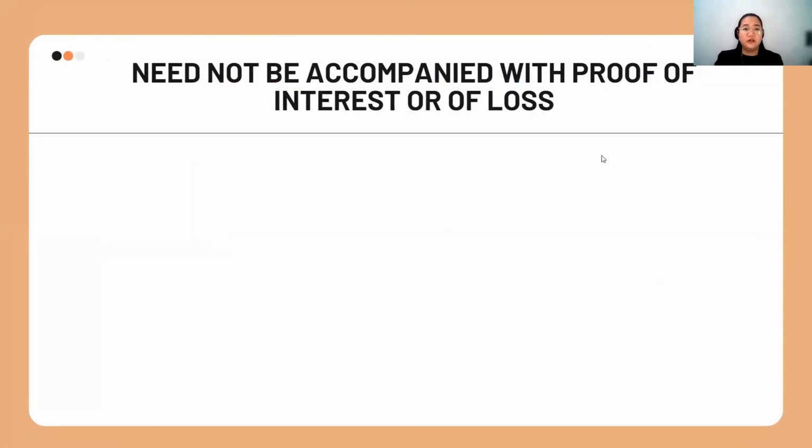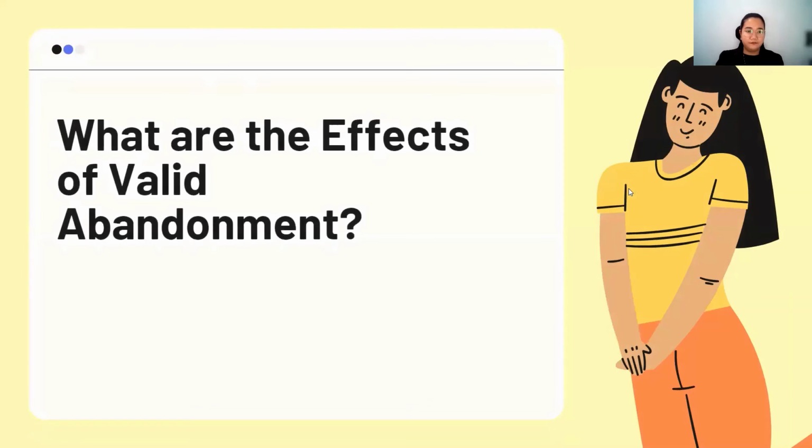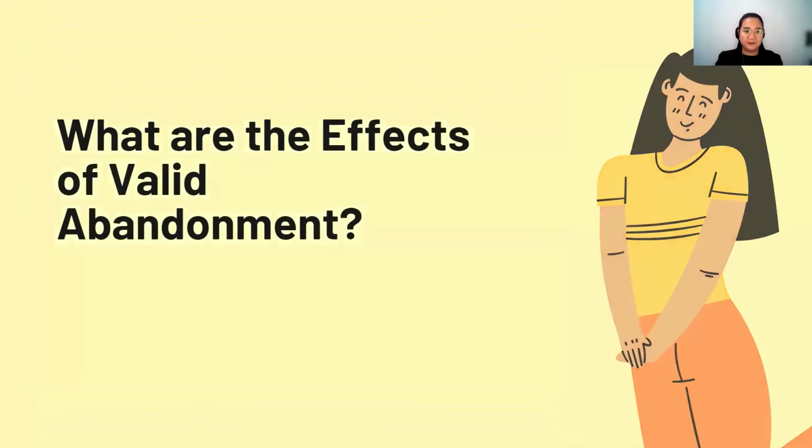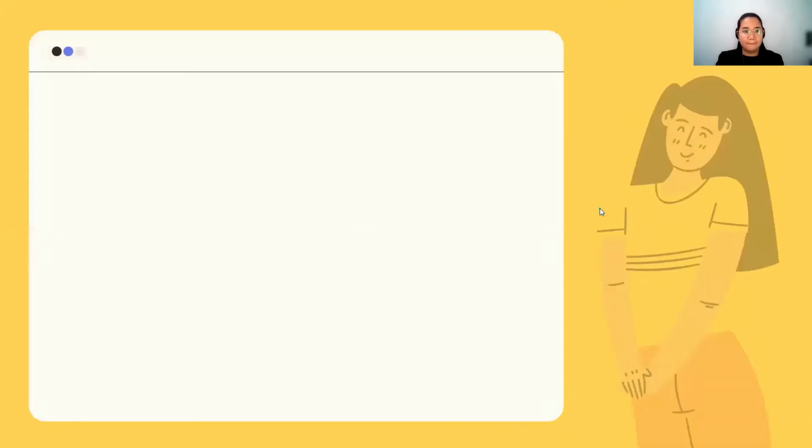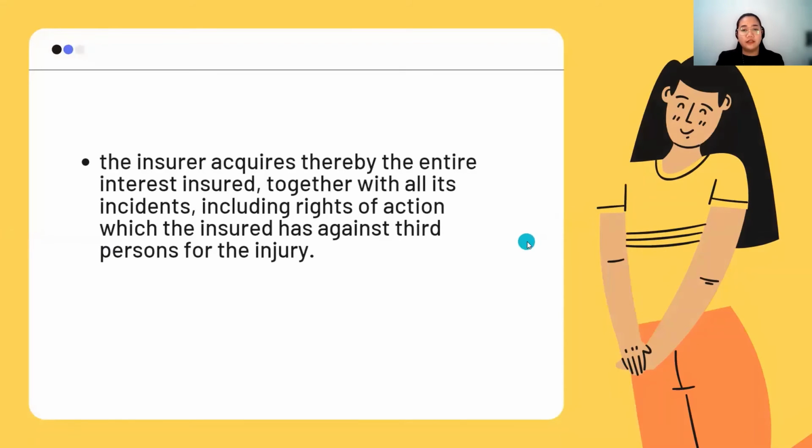So it also need not be accompanied with proof of interest or of loss. So what are the effects of a valid abandonment? It transfers to the insurer the interest in the subject matter covered by the policy, subject to the rights and interest, if any, of third persons. The insurer acquires thereby the entire interest insured, together with all its incidents, including rights of action which the insured has against third persons for the injury.